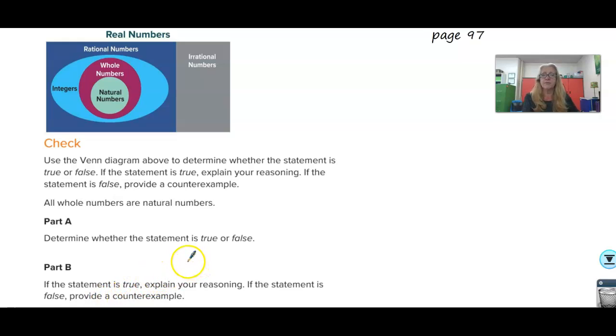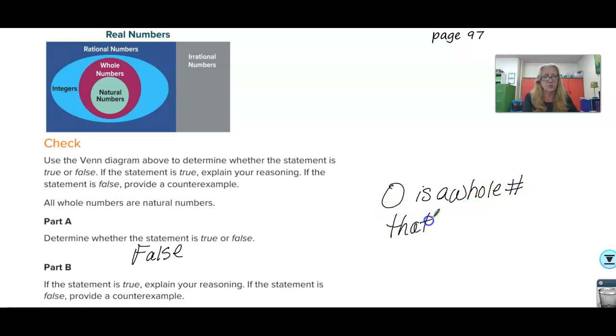Here's your check. Use the Venn diagram to determine whether the statement is true or false. All whole numbers are natural numbers. So they're saying that all the whole numbers are natural numbers. The one difference is natural numbers don't have 0. Whole numbers have 0. So it actually is false, because 0 is a whole number that is not a natural number. That's our counterexample. There's only one, but it's enough to make it false.